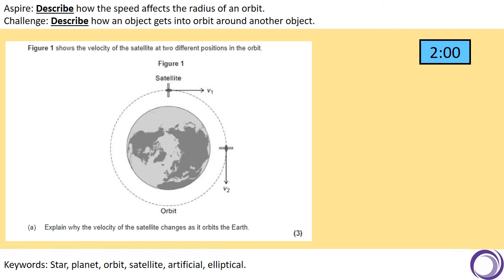You'll need that bit then to answer this 3-mark question. If you need to, just go back in the video, and then explain why the velocity of a satellite changes as it orbits the Earth.